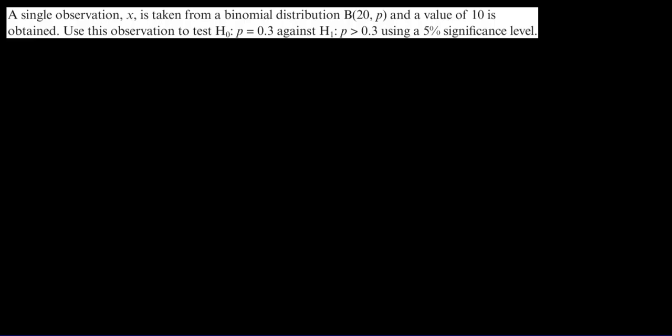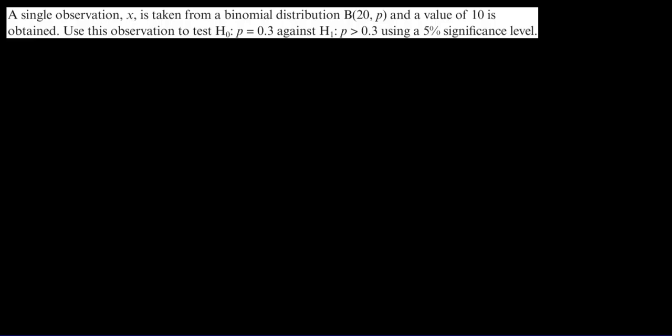So in this lesson today we'll be learning about how to conduct a hypothesis test for a binomial distribution. So let's get started on this question. We have a single observation x taken from a binomial distribution and a value of 10 is obtained, and we've been given the null and alternative hypothesis and we need to conduct a test.